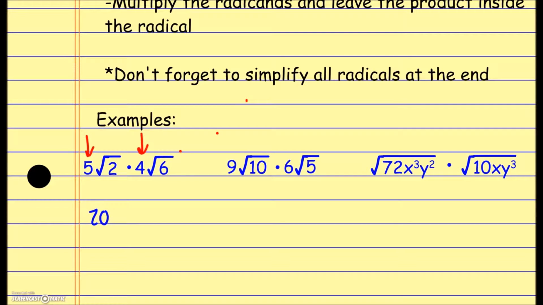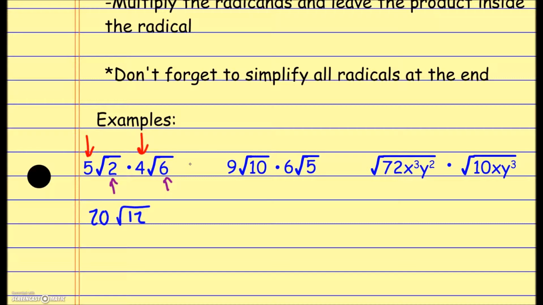Stuff on the inside times stuff on the inside. The stuff on the inside was the 2 and the 6, and when I multiply a 2 and a 6, it gives me a 12. So this is basically what I get when I multiply these out. I get 20 square root of 12. Again, I multiplied the outside together, I multiplied the inside together, and they stay where they were.